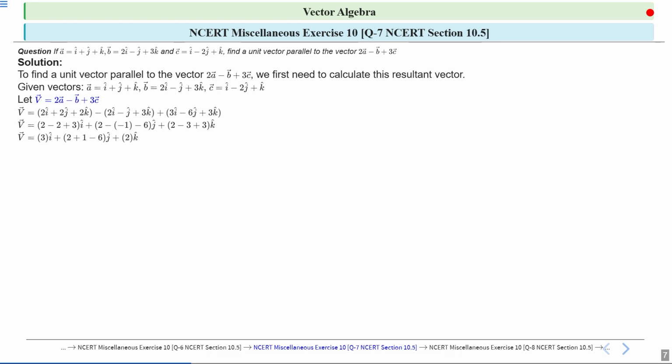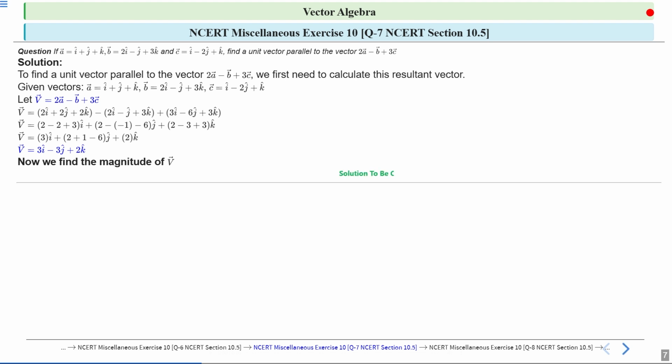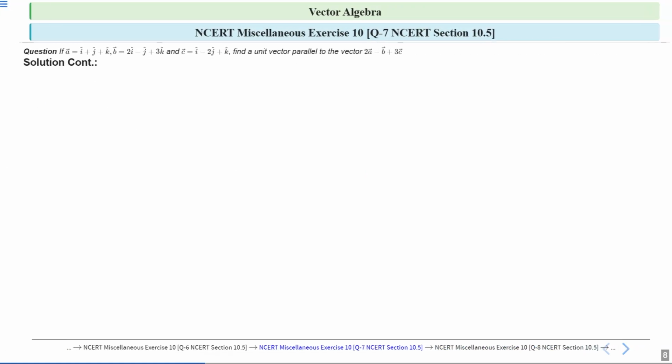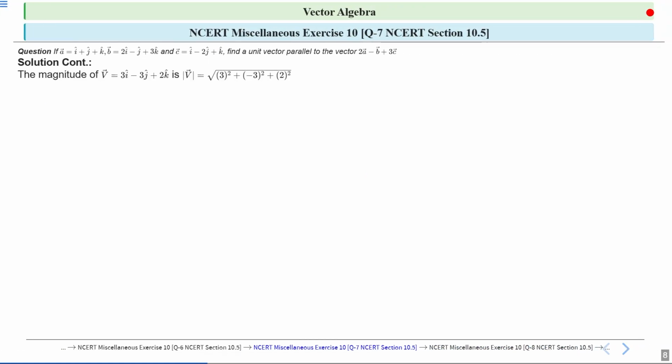So v vector will be 3 i cap plus 2 plus 1 minus 6 j cap plus 2 k cap, right? So v vector will be 3 i cap minus 3 j cap plus 2 k cap. Now we find the magnitude of v vector. The magnitude of v vector, where v vector is 3 i cap minus 3 j cap plus 2 k cap.